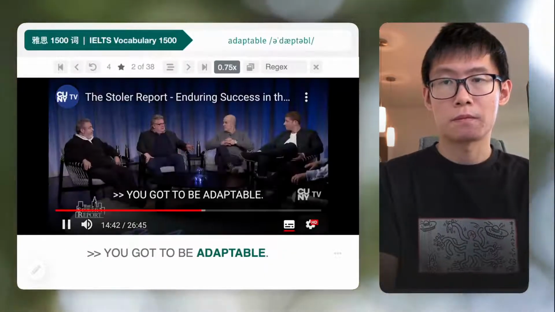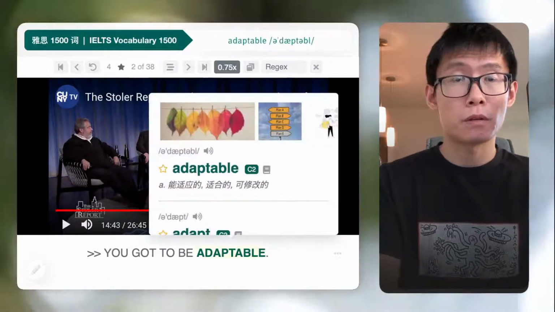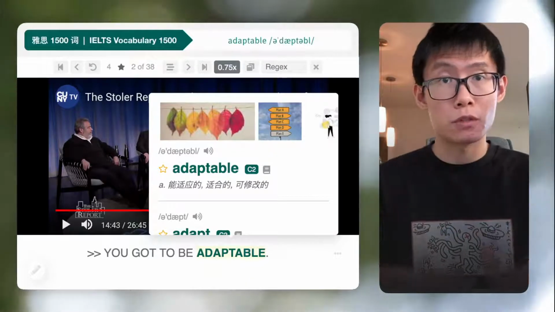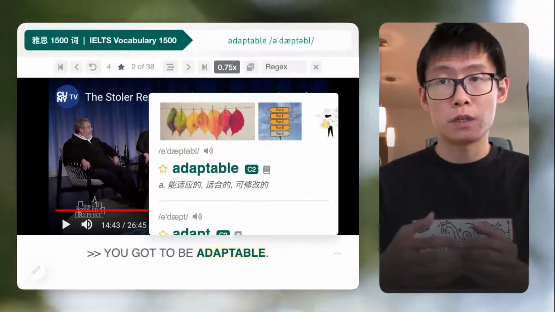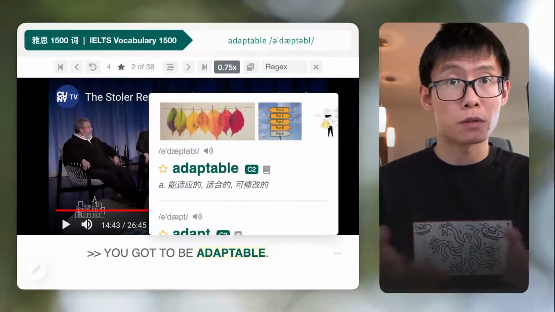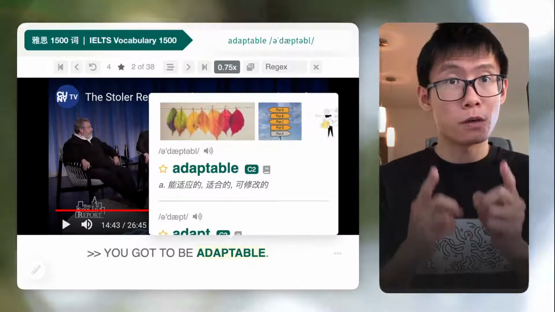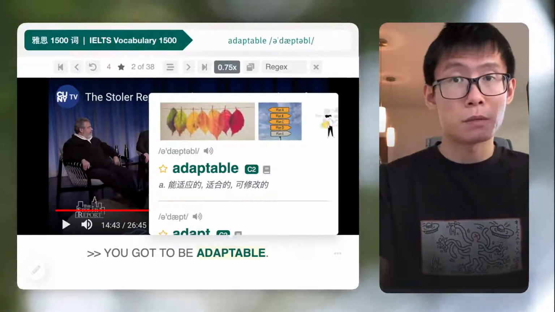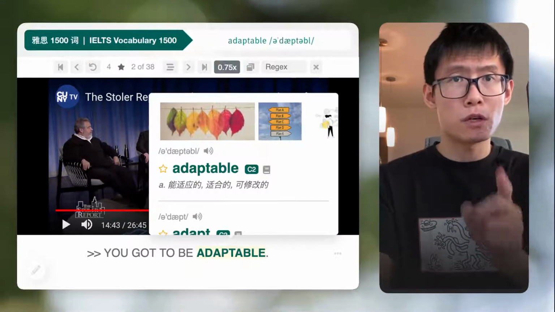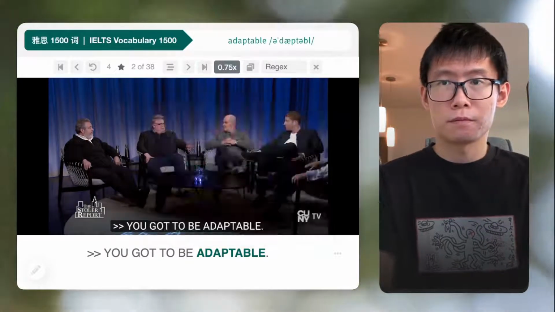You got to be adaptable. That means you have to be flexible. You have to be willing to adapt to new situations. You have to be able to change according to new scenarios, new situations, right? 就是你要能够适应新的环境，这叫做 adaptable。你必须要能适应，有这个适应能力。You gotta be adaptable.